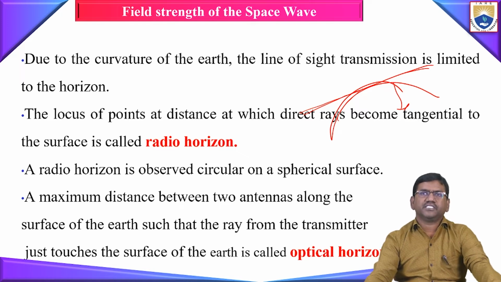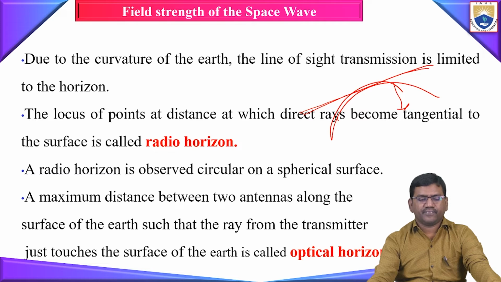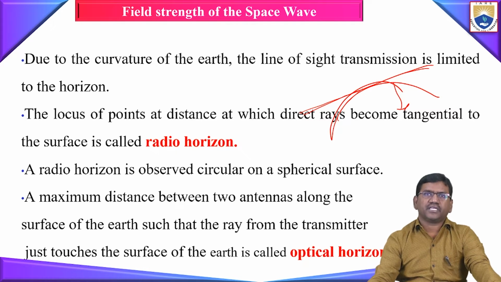The maximum distance between two antennas along the surface of the Earth, such that the ray from the transmitter just touches the surface of the Earth, is known as the optical horizon.